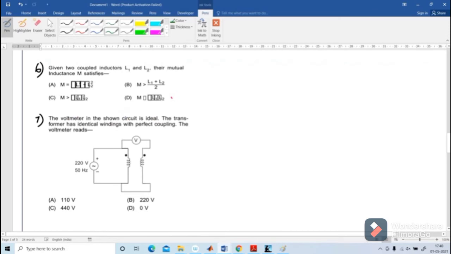Next problem 6. Given two coupled inductors L1 and L2, their mutual inductance M satisfies M is equal to root of L1 L2. Problem 7. The voltmeter in the shown circuit is ideal. The transformer has identical windings with perfect coupling. The voltmeter reads here N1 and N2 have identical winding. Identical winding means N1 is to N2 equal to 1 is to 1.